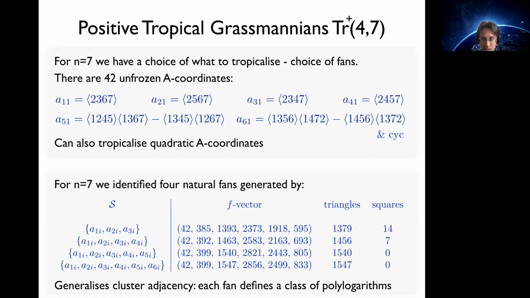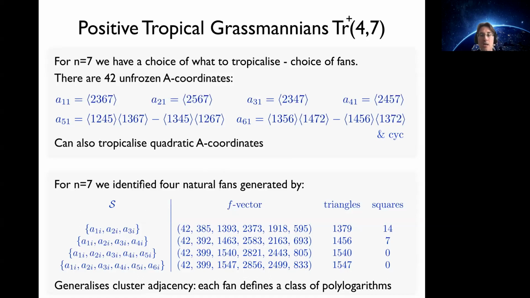And you see, the first component of this F vector labels the rays, and all of them are 42. So they all have the same set of rays. But which rays are connected by edges depends on the choice of fan, and even which edges form triangles depends on the choice of fan.